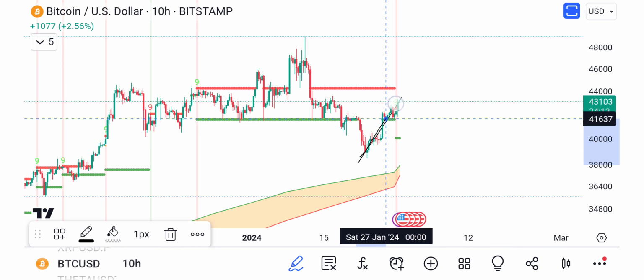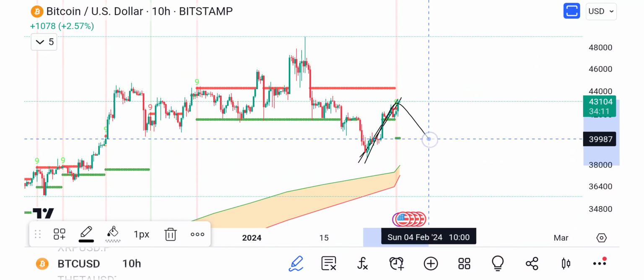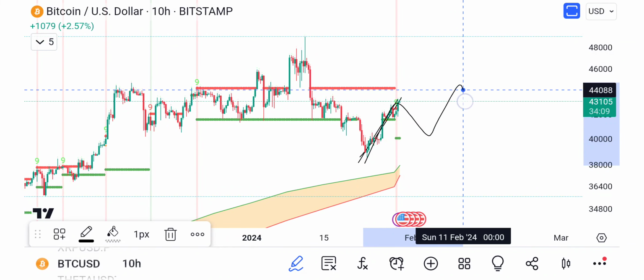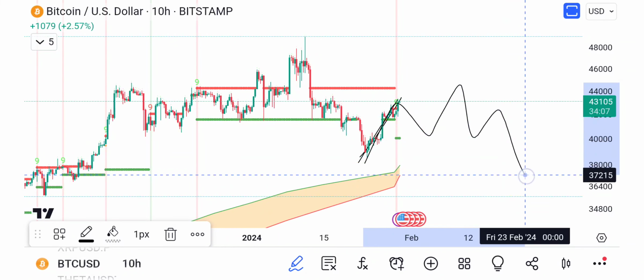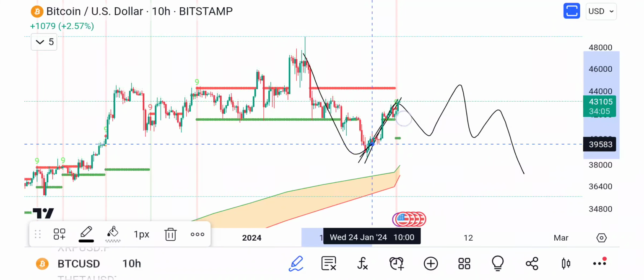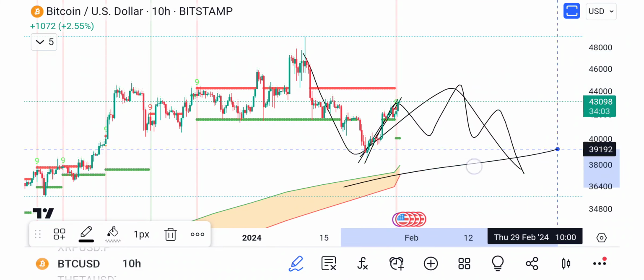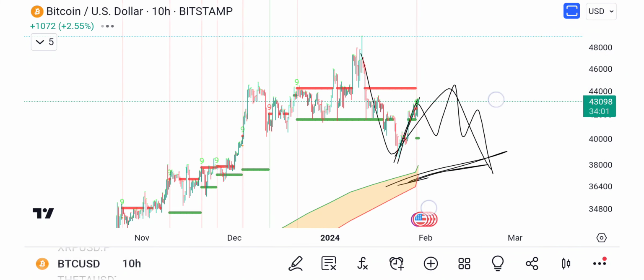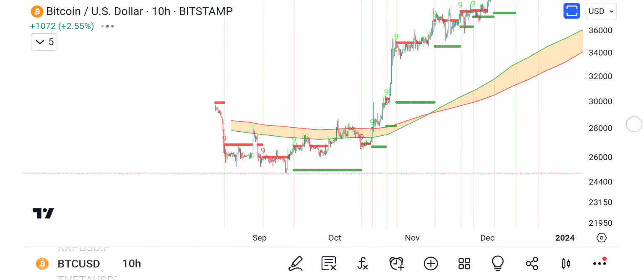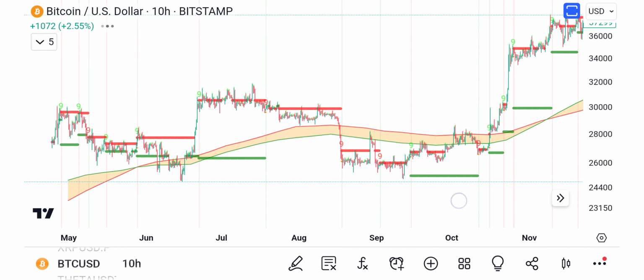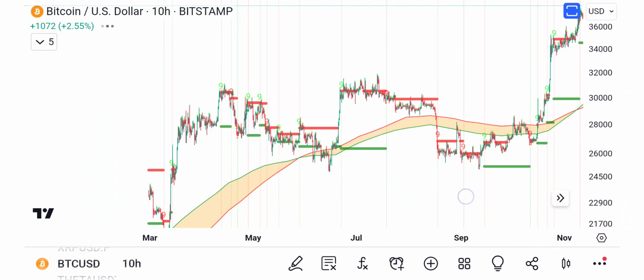But anyway, we can have a three-way move. So one, two, three, and then come back one, two, three. And that would be like a W, X, Y, right? And then come down. It can get very complex. Just look how complex this was. Nobody knew what was going on, right?